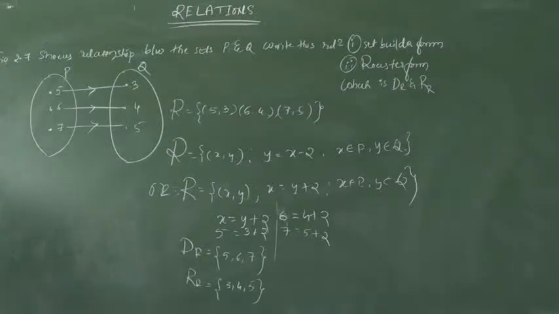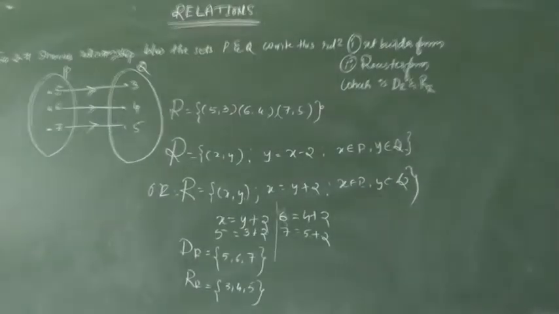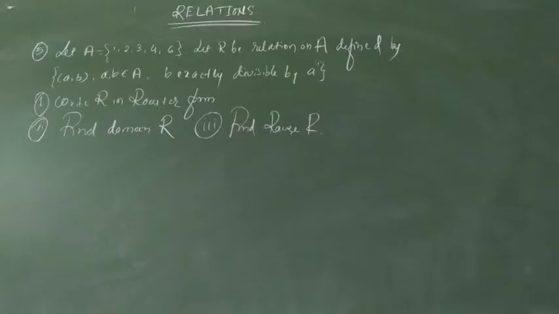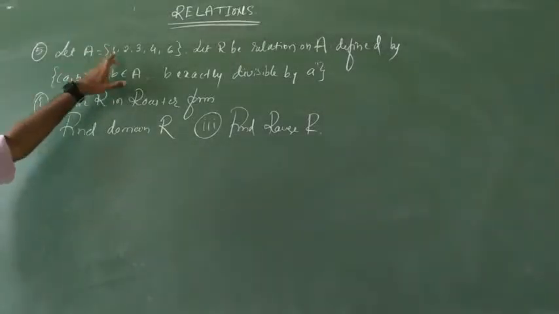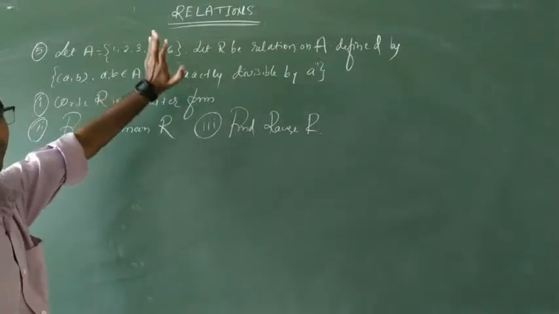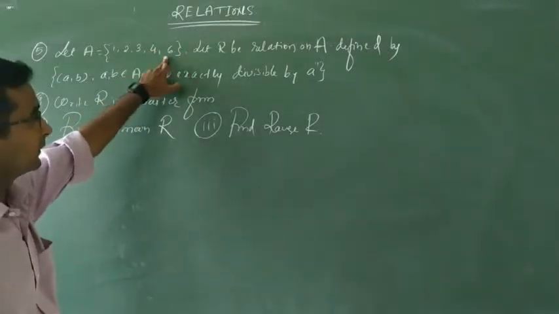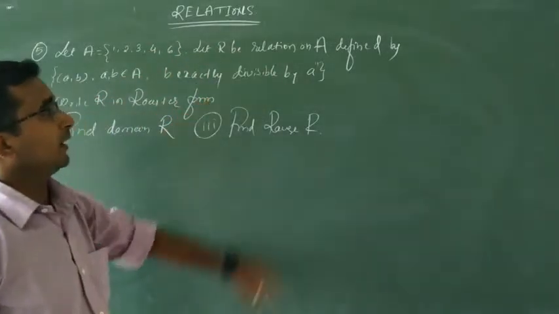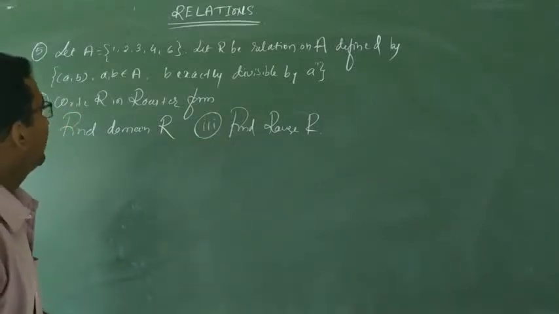The next example is example number 5. They have given set A equal to 1, 2, 3, 4, 6. Here 5 is not given. Let relation R on A be defined by the following.